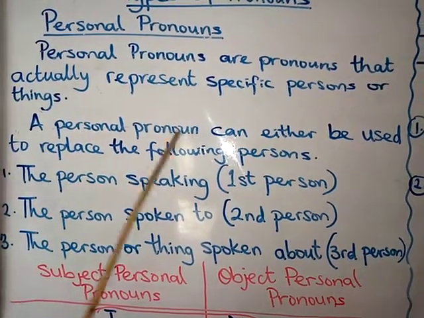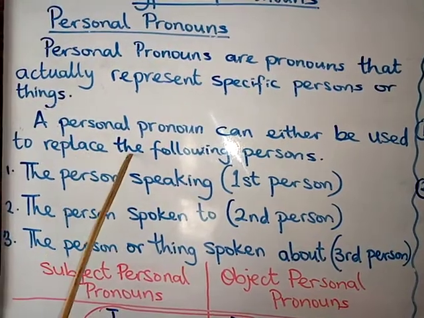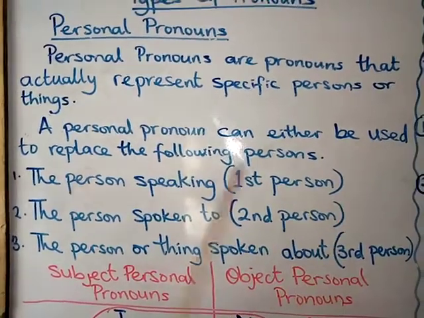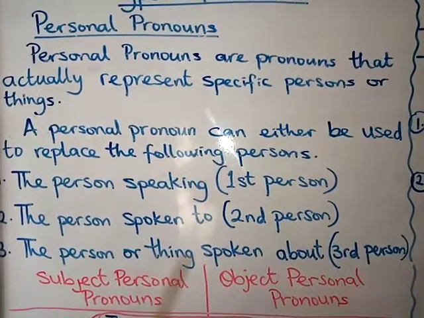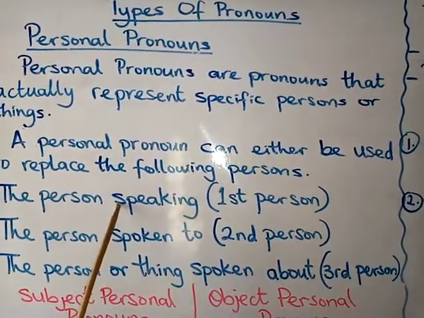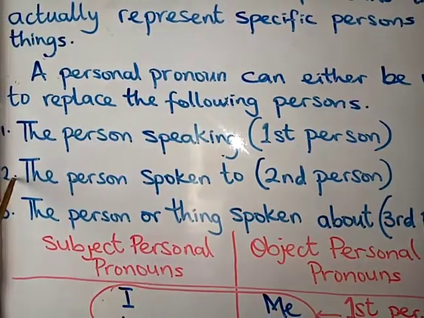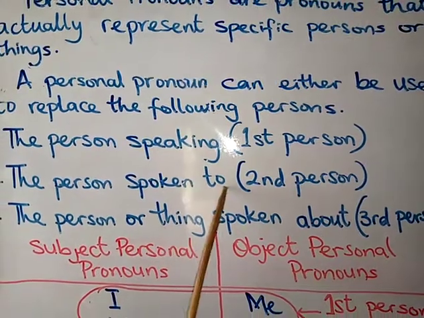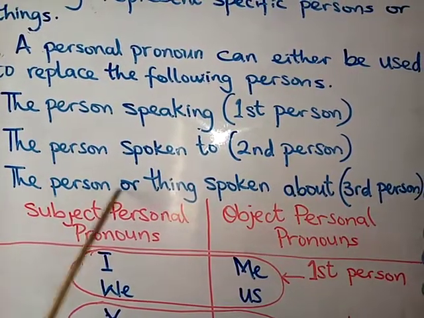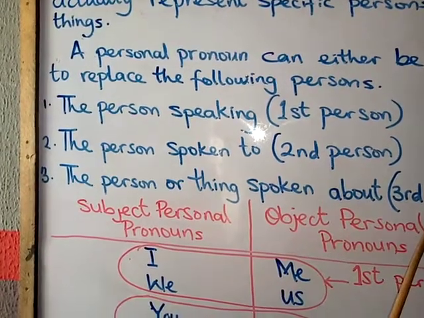A personal pronoun can be used to replace the following persons. 1. The person speaking, the first person. 2. The person spoken to, the second person. 3. The person or thing spoken about, the third person.